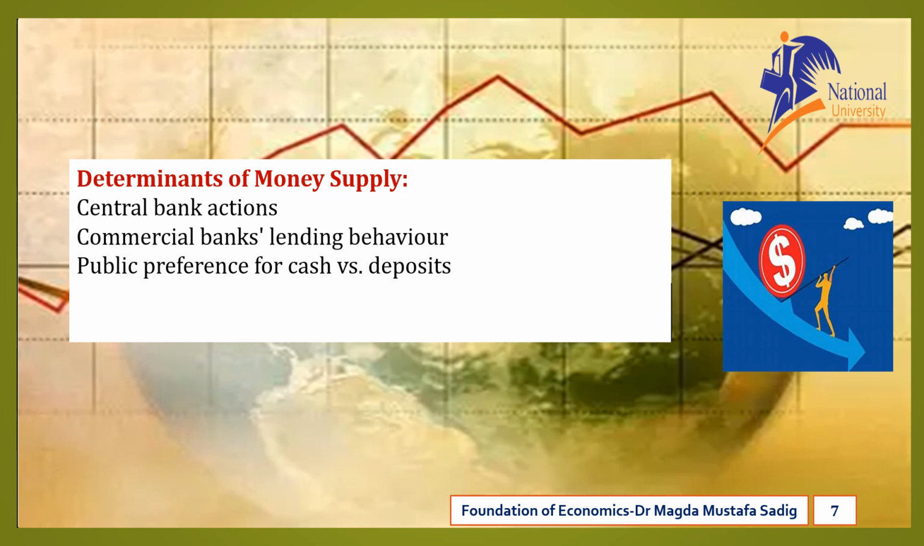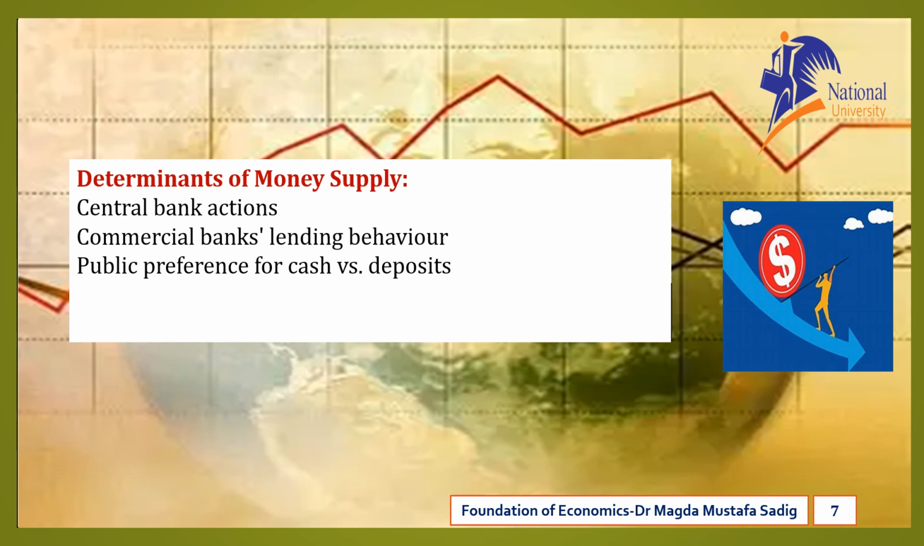Second, commercial banks' lending behavior. Commercial banks also influence the money supply through their lending decisions. When banks lend more, they create more money through the credit creation process. Deposits become new loans. When they tighten lending, the money supply grows more slowly.